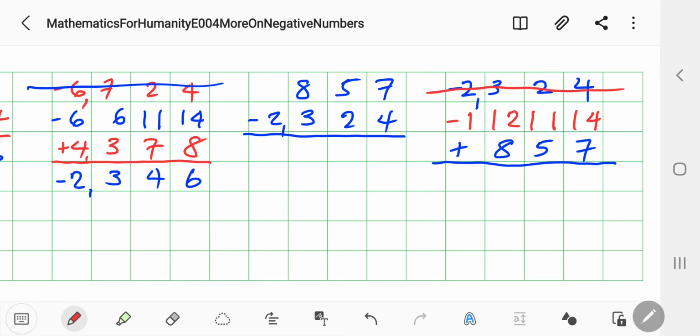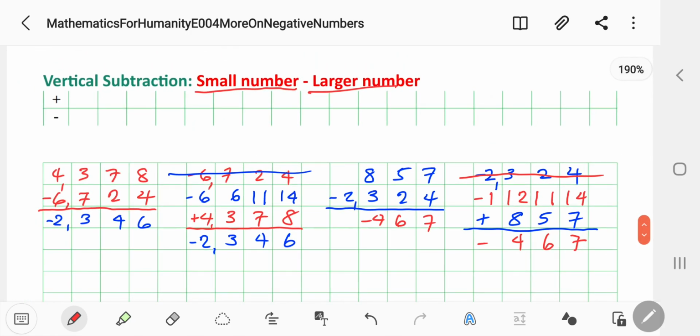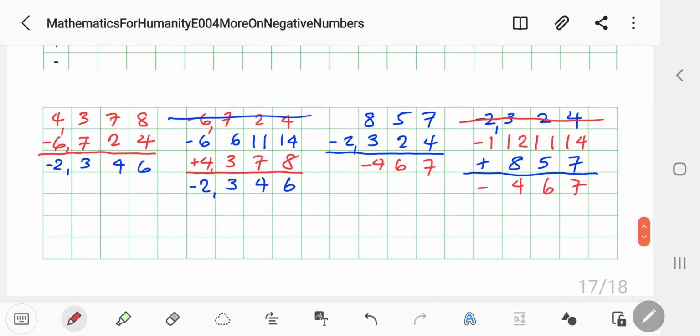Don't forget to cross this out, and then you can do subtraction of 14 minus 7 is 7, and then 11 minus 5 is 6, then 12 minus 8 is 4, and then you have 1 minus 0, but you can leave that, and then you just carry the negative sign below. So this is now equal to negative 467. So that's how you do it.